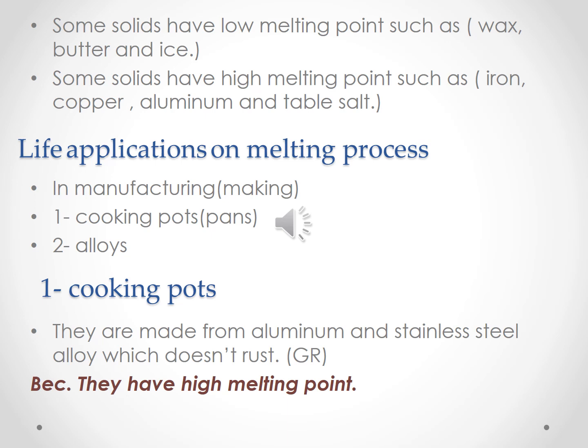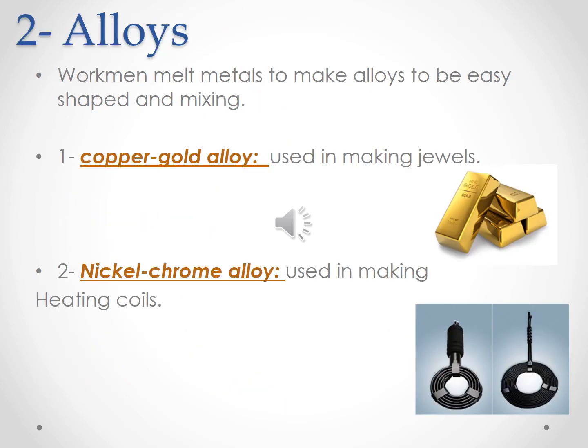You have to know that the cooking pans or cooking pots are made up of aluminium or stainless steel alloy, which doesn't rust. Why are the cooking pans made of aluminium or stainless steel? Due to high melting point, because the aluminium and stainless steel have high melting points. Okay, now let's talk about the second one, which is alloys.